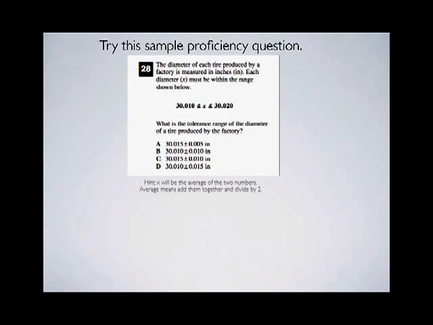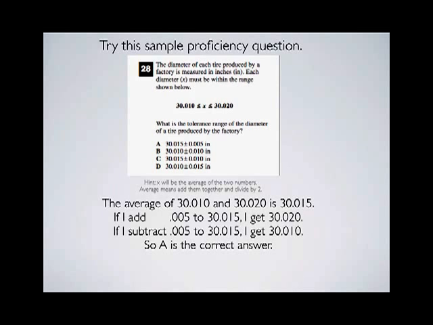Try this sample proficiency question. The diameter of each tire produced by a factory is measured in inches. Each diameter must be within the range shown below. What is the tolerance range of the diameter of a tire produced by this factory? Here's a hint. X, the number in the middle, will be the average of the other two numbers that are given. Remember, average means to add those two numbers together and divide them by 2.